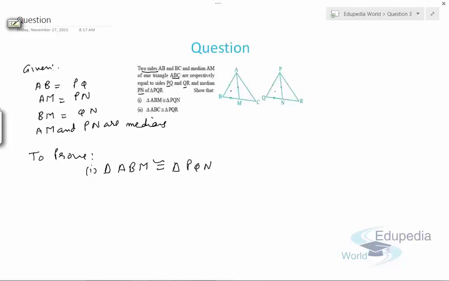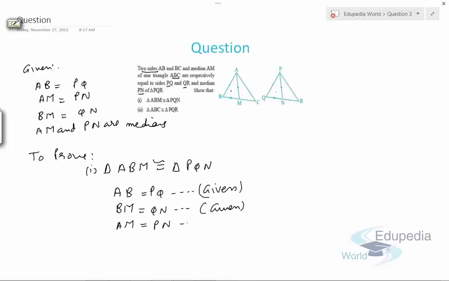So these two triangles are congruent. Let's see how we can prove this. We have AB equals PQ, which is given, and next BM equals QN, which is also given, and AM equals PN, which is also given. So we have triangle ABM congruent to triangle PQN by SSS rule.